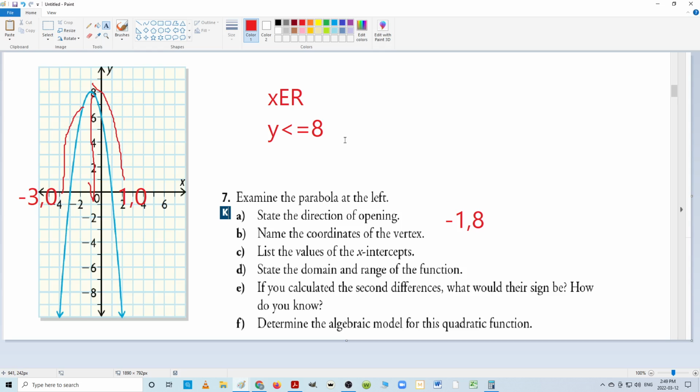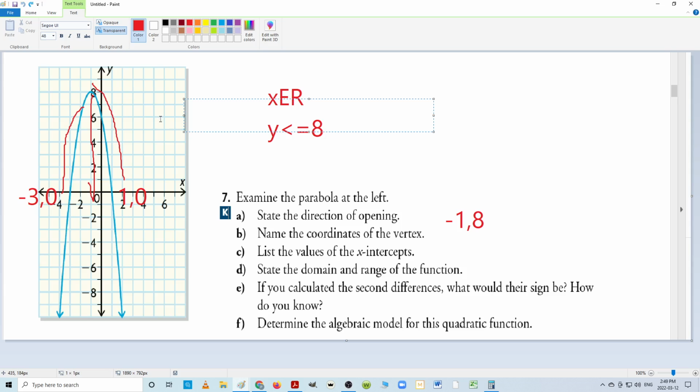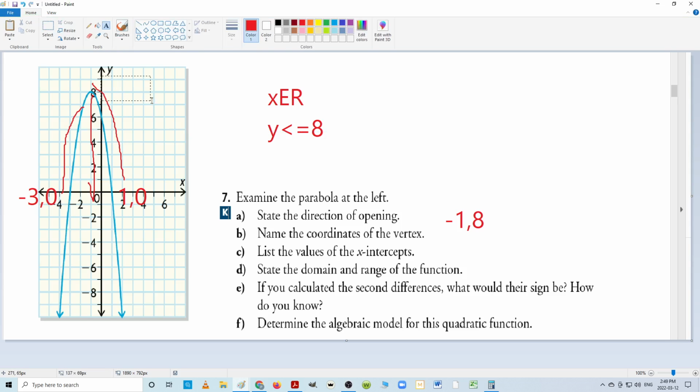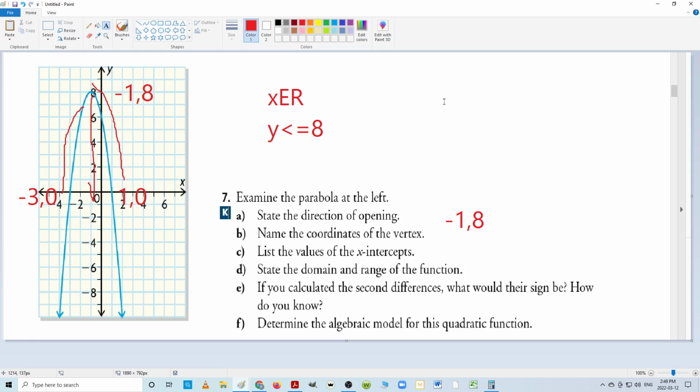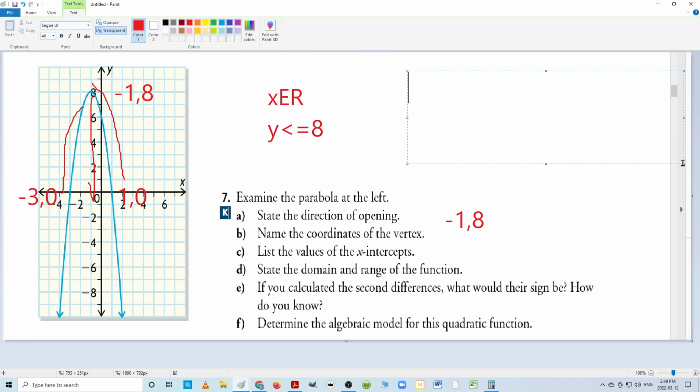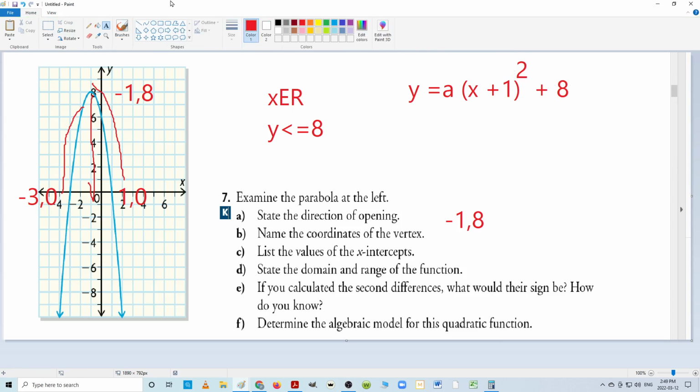Determine the algebraic model for this quadratic equation. So there's two ways to do that. So we have some clear points here, right? We've got this as the vertex, and that is this. First, you could just type the vertex model. Now I happen to know the values of the vertex, so I'm going to just put them in right here. But what don't I know? I don't know the value of a. However, I do have a nice point right here, (1, 0), that is on this graph.